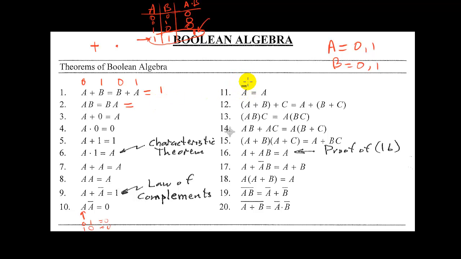Now this might not be intuitive. This is a double NOT, so if A is 1, then the first NOT makes it a 0, the second NOT makes it a 1. So it's the same thing as it was originally.